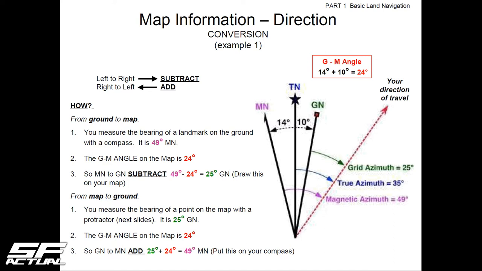Now, let's do map to ground. Let's say we are trying to get to a hilltop that we cannot see, but there is a hilltop that we are trying to work for, and it ends up being right at 25 degrees on our map. We're able to pull that and see that. We know that our GMM angle is 24 degrees. So now we are going from grid north to magnetic north, so we are going from east to west, which we're going to add. So we would take 25 plus 24 and get 49 degrees.